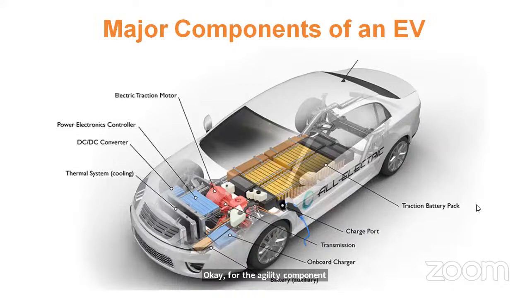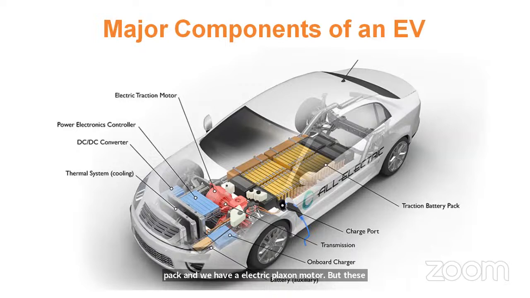Okay, we have power electronics controllers. These power electronics controllers are used to control all the vehicle electronics. And we have a BMS also, that is a part of the battery pack. And we have an electric traction motor.